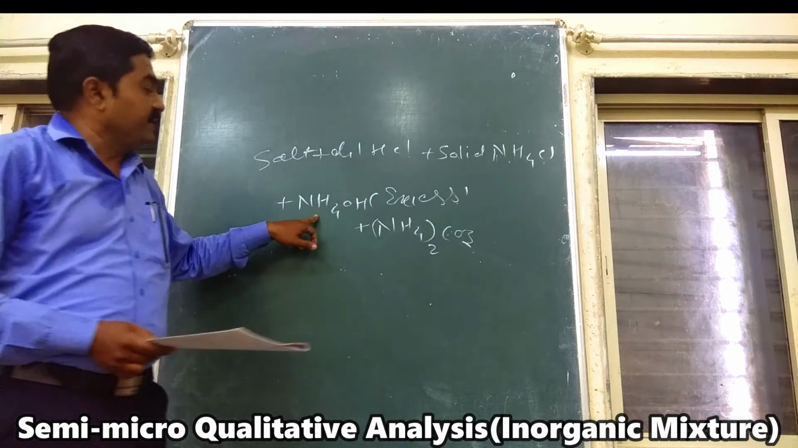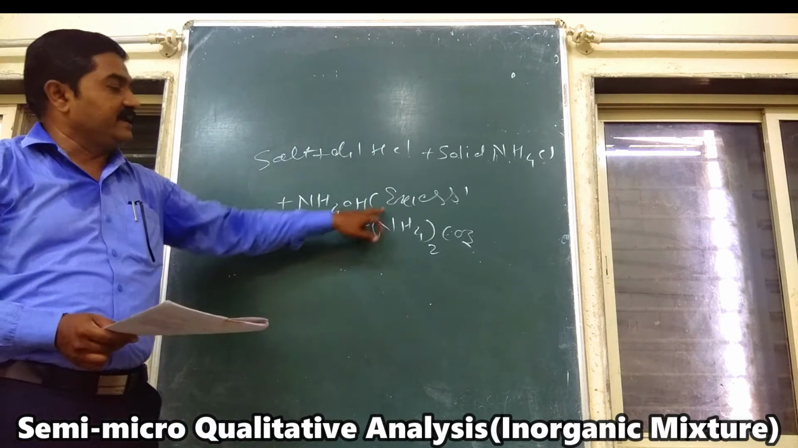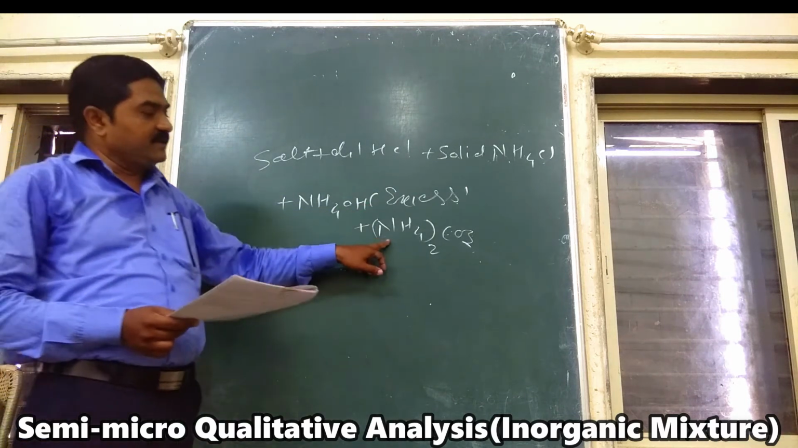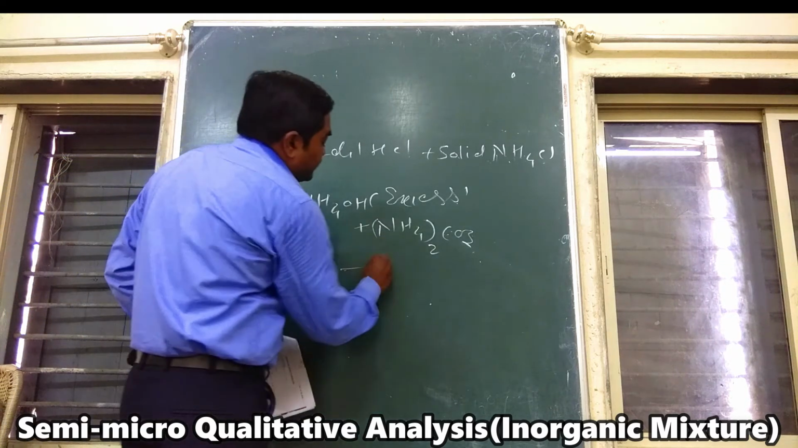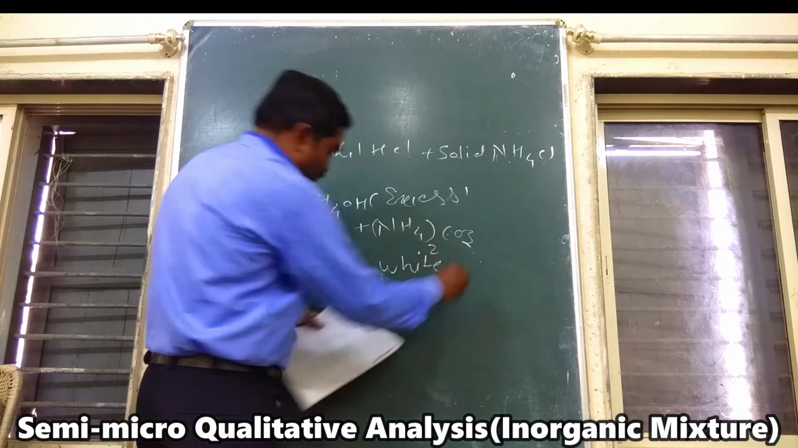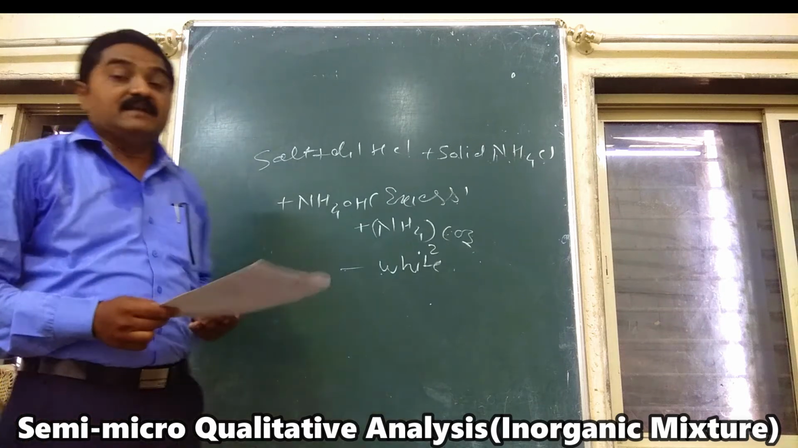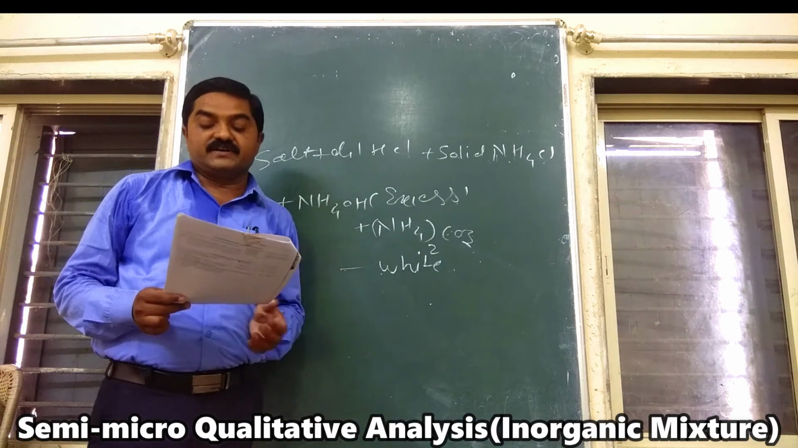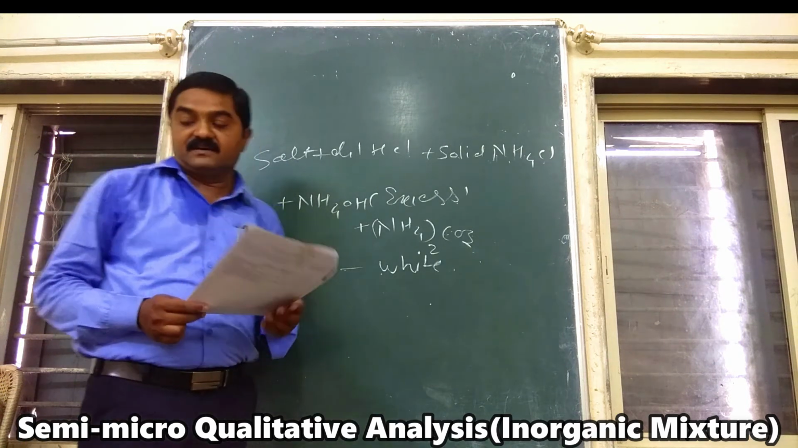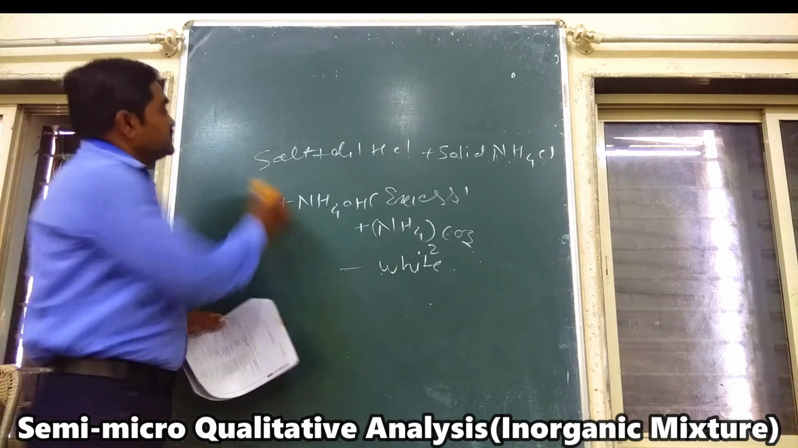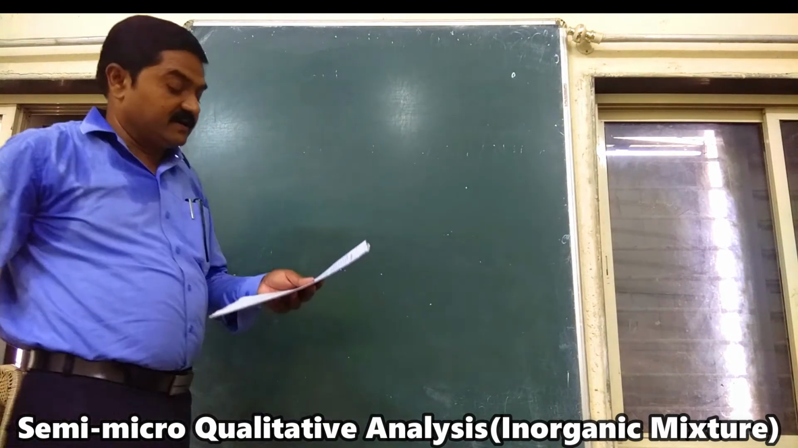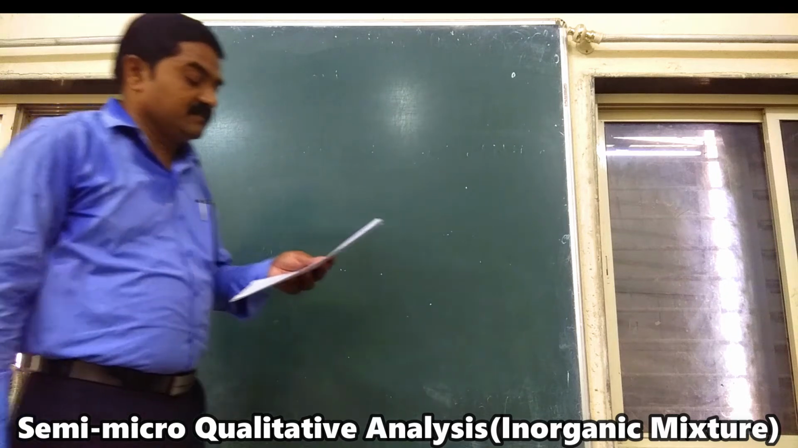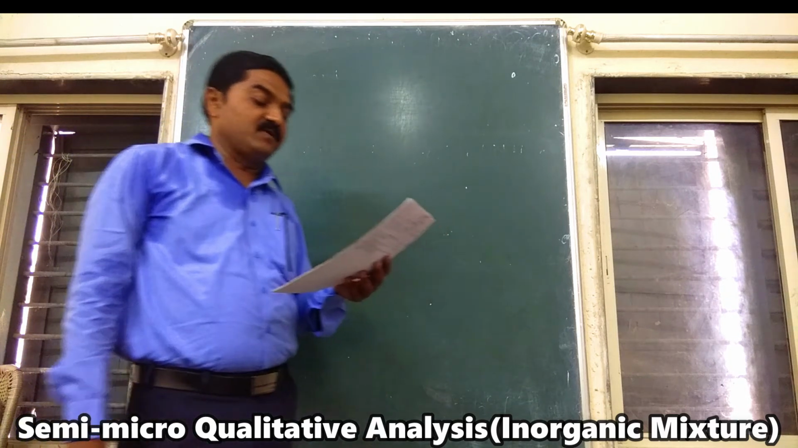Again we are adding the ammonium hydroxide in excess, and ultimately in the final step we have to add ammonium carbonate. If the white PPT is there, the elements barium, strontium, calcium may be present there. Okay, then the next group is the fifth group. Again the question can be asked here: how will you separate the barium and strontium compounds?